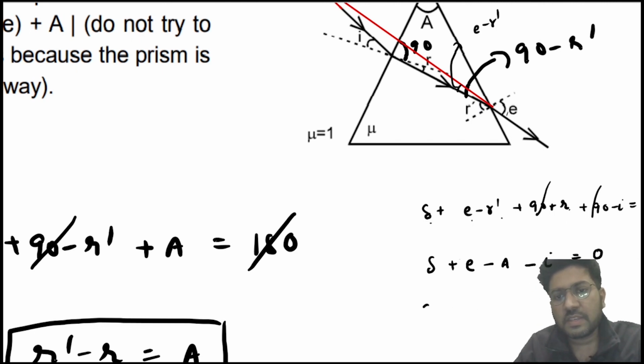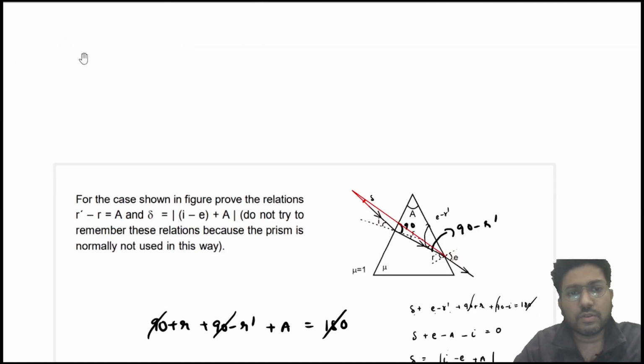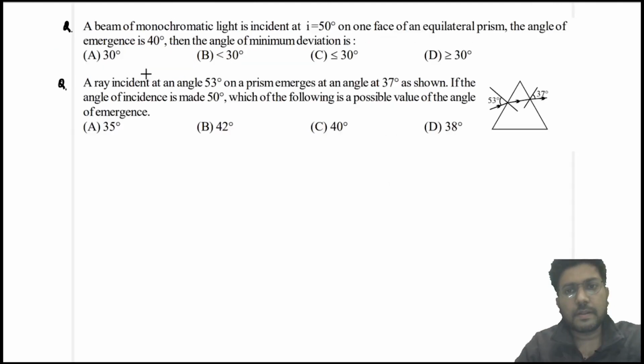Okay, so from here I am getting delta is equal to I minus E plus A magnitude. Okay, so we are getting I minus E plus A magnitude. This was what we needed to prove. Okay, so the deviation in this situation is I minus E plus A magnitude, and R dash minus R is equal to A. Okay, but you don't have to remember this. Why? Because prism is normally not used in this way. Now let us look at some more questions of prism.